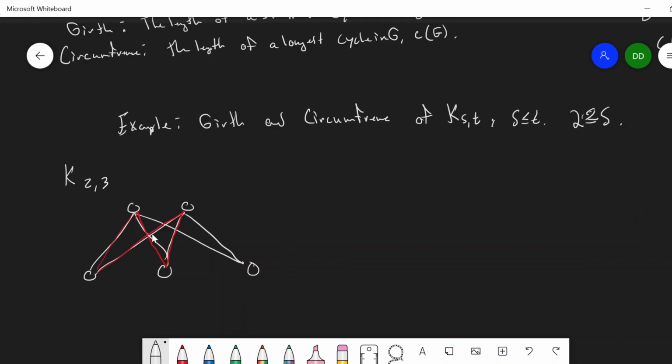So this is the best you can do, and in general this is true for KST: the best you can do is a cycle of length 4. By that I mean the smallest possible cycle is length 4. So the girth of KST is equal to 4, so long as S is greater than or equal to 2.